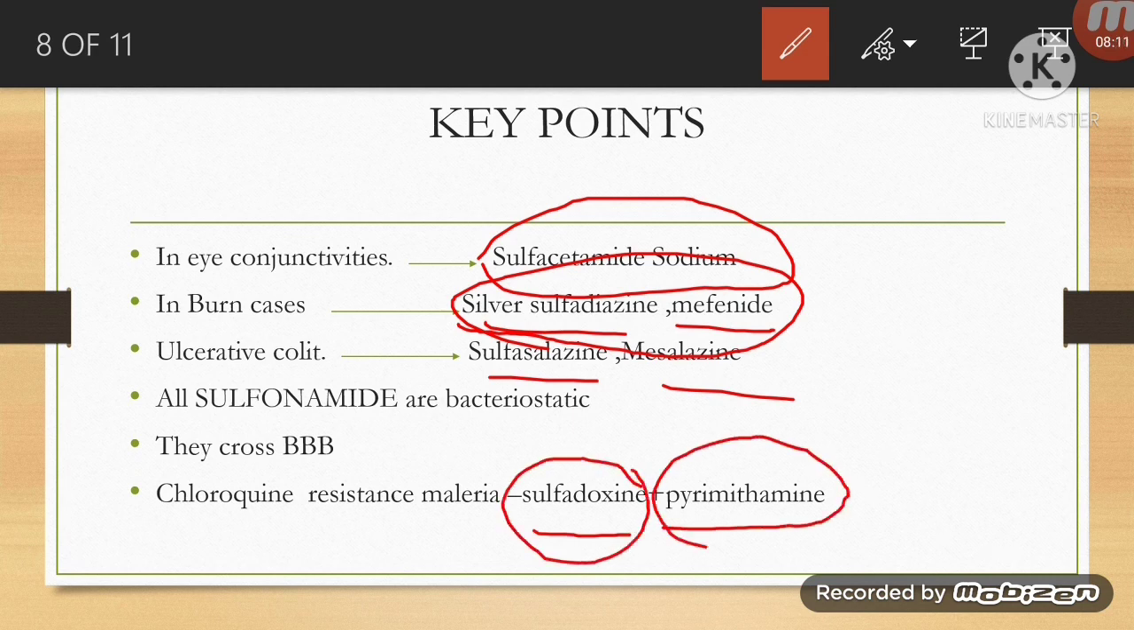So this is the introduction part, key points, and pharmacokinetics of the sulfonamides. And in the next video, I'll cover cotrimoxazole and fluoroquinolones.